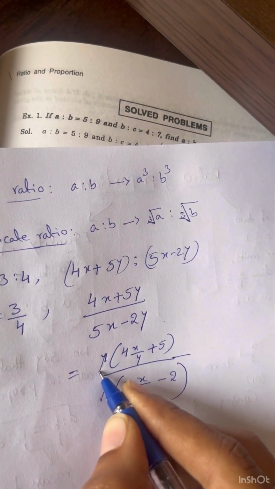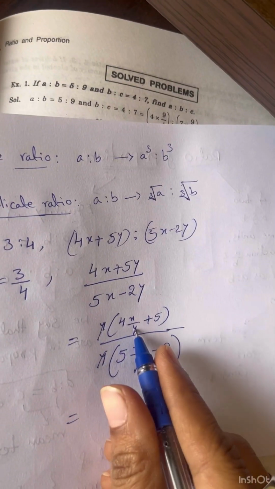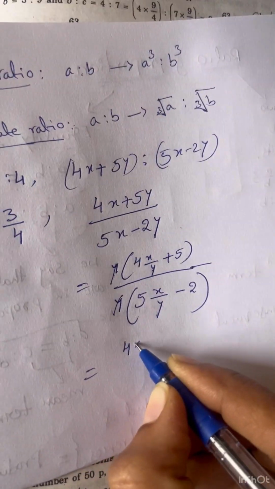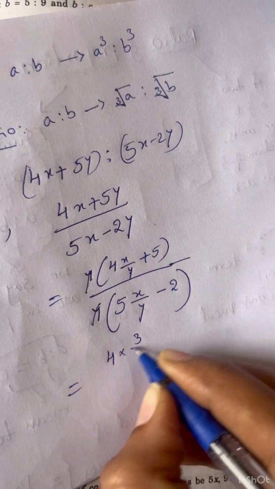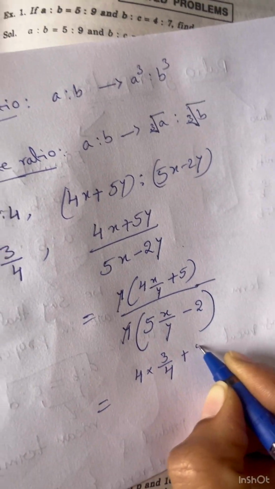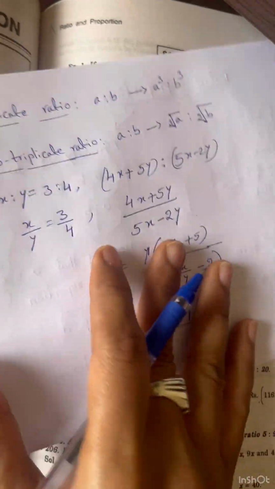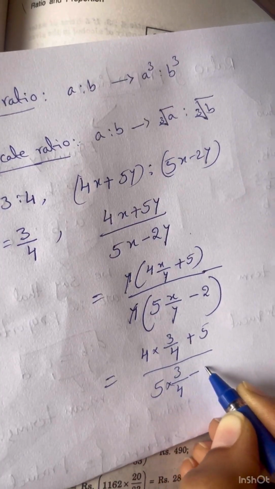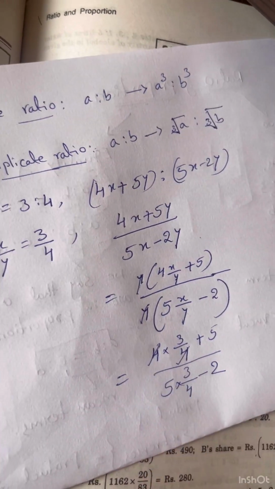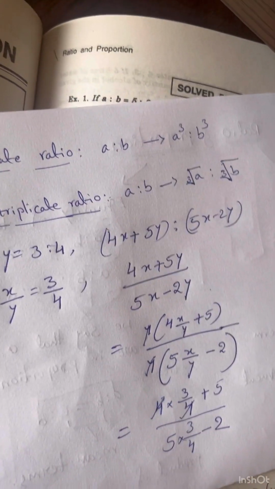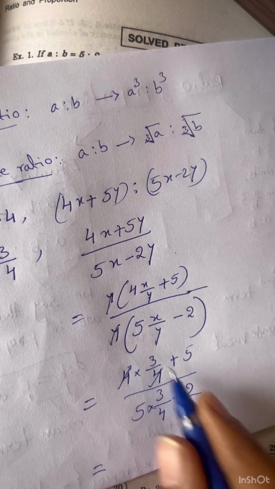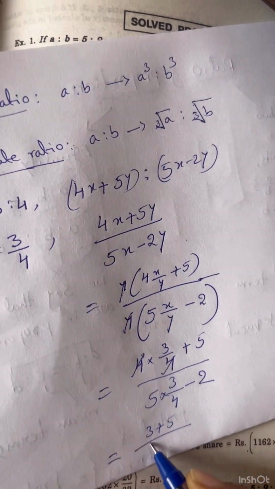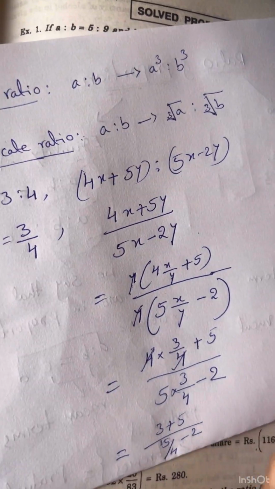Now y gets cancelled. Now we know the x by y value is 3 by 4. So substitute here: 4 into 3 by 4 plus 5, divided by 5 into 3 by 4 minus 2. Here 4 gets cancelled. Okay, now coming to the next. So 3 plus 5, divided by 5 3s are 15 by 4 minus 2. Okay.